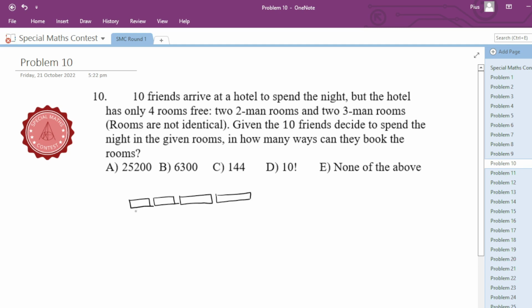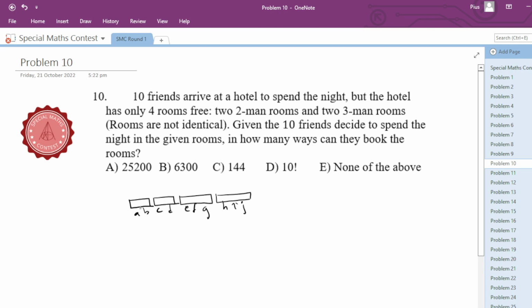So we're just going to line up all the 10 friends. Let's say I call them A, B, C, D, E, F, G, H, I, J. We're just going to use a strategy to book them in the rooms. If we order them in any order and we demarcate them according to the rooms they are facing at this moment, whereby the first two go to the first room, the next two to the second room, the next three to the third room, and so on, then we're going to have an arrangement of them in the rooms.